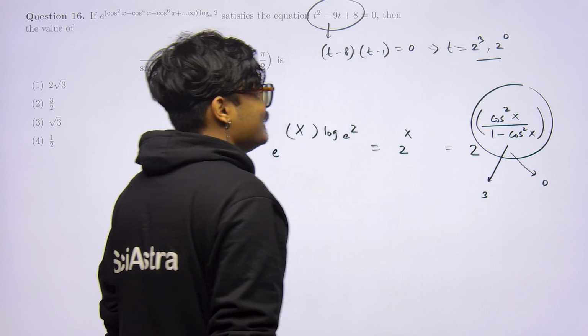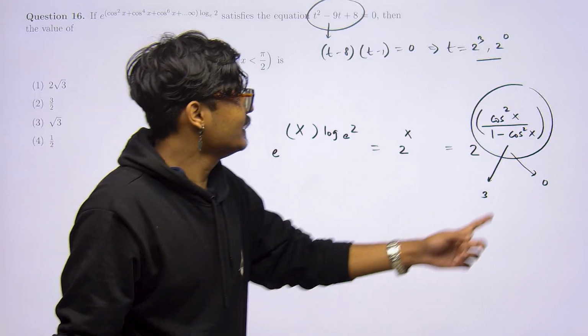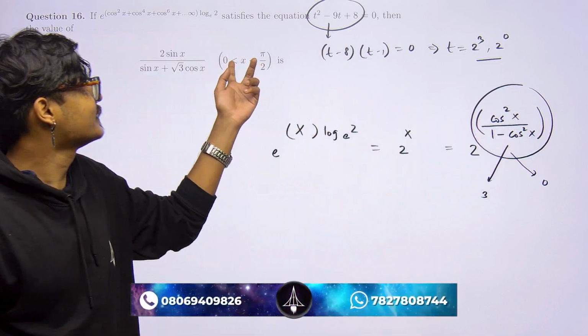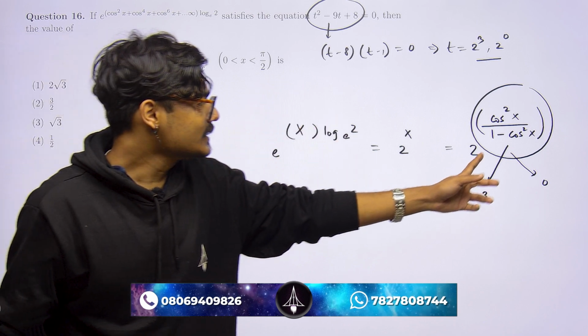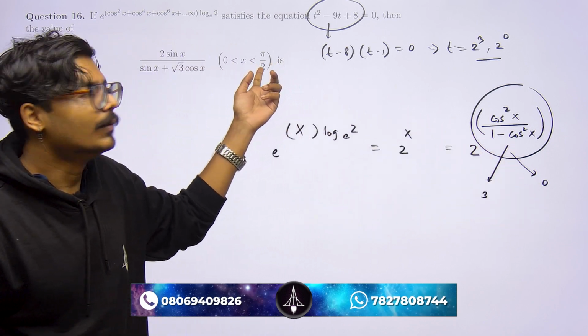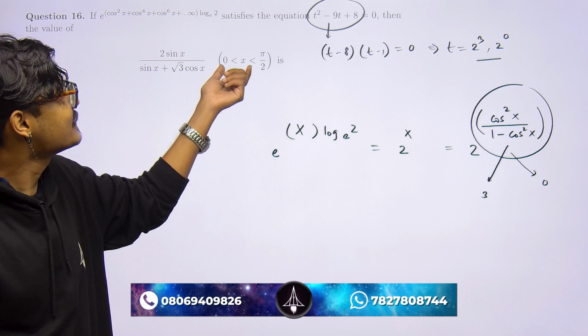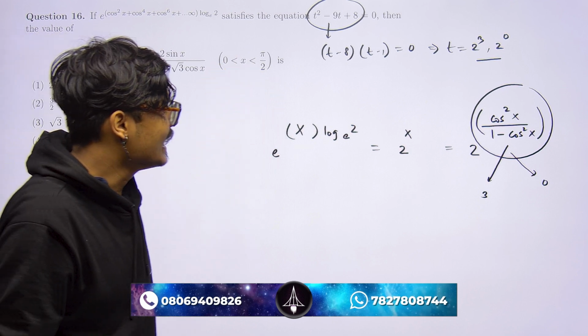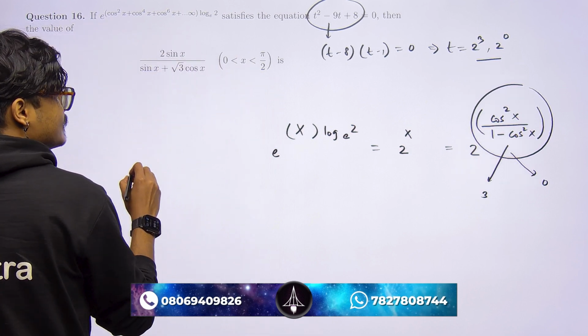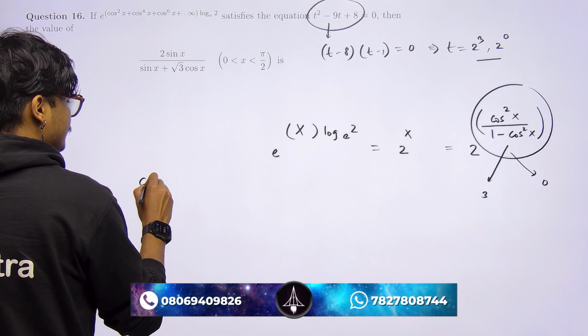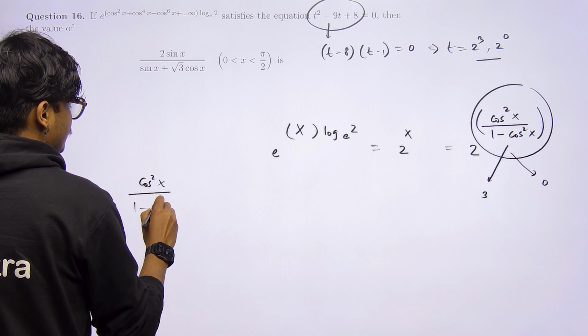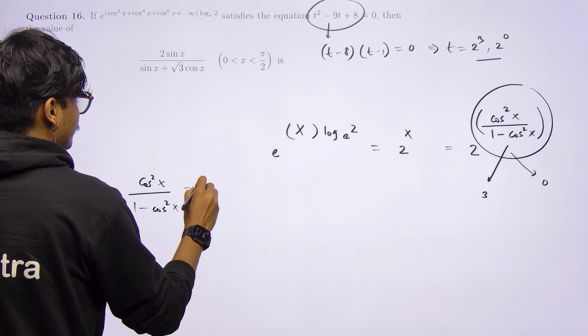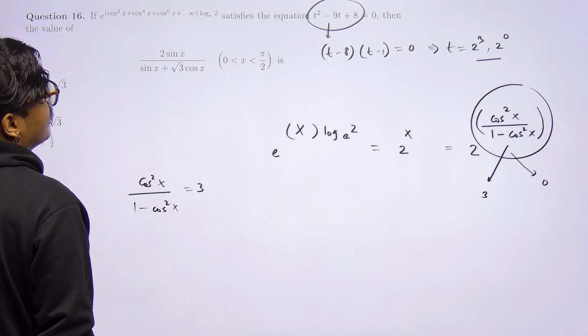Now it cannot be 0, because for it to be 0, we want x to be pi by 2, but x is strictly between 0 and pi by 2, so that is not an option. So it has to be 3. So from there, we can say that cos square x divided by 1 minus cos square x has to be equal to 3, right? Okay.